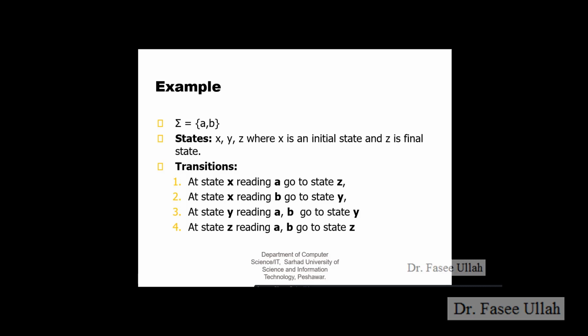Third, we have state Y. On reading A and B it goes to Y. If we look at this statement, it is a loop. It repeats itself, a recursive statement. How we can represent the recursion or loop inside the finite automata, we will see later in diagrammatic mode. Fourth, at state Z, reading A and B, it goes to state Z. Again, this is also a recursive statement. Further, we have to see how to draw the transition diagram or table.